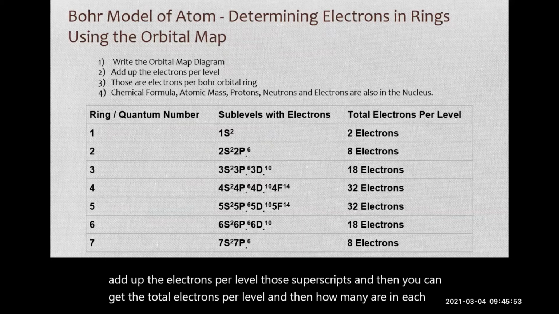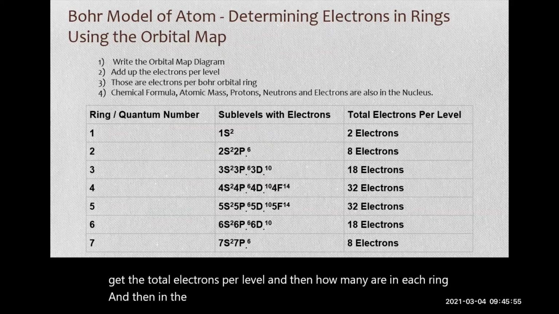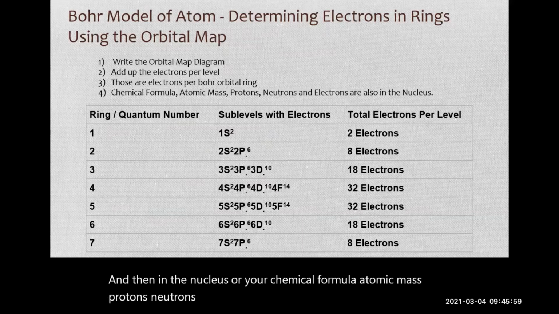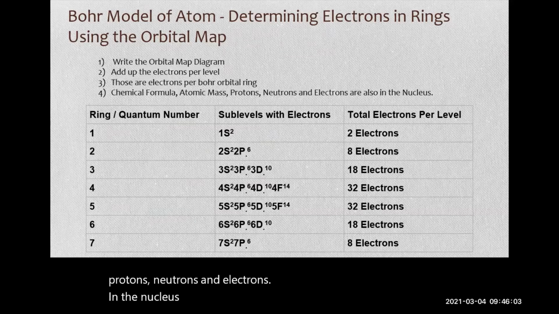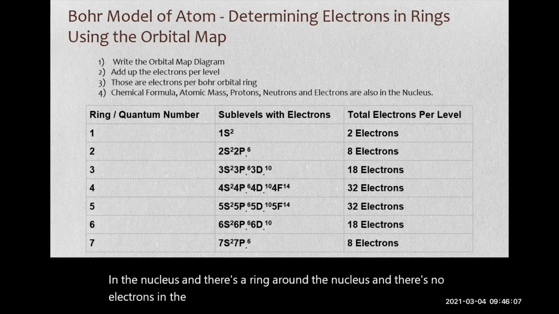And then in the nucleus are your chemical symbol, your atomic mass, protons, neutrons, and electrons. There's a ring around the nucleus, and there are no electrons in the nucleus ever, so that your nucleus is by itself.